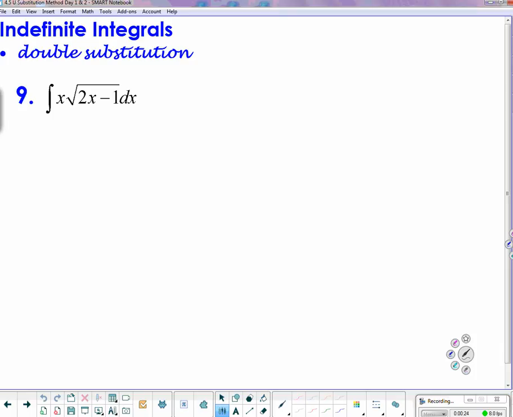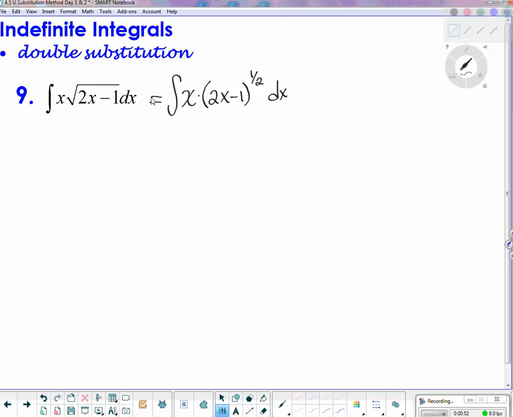All right, so looking at problem 9, I'm trying to decide what I want to allow my U to be. I think it is a candidate for U sub, or at least I can't think of anything else to use at the moment because it's not a polynomial, so power rule would not work. And I see this multiplication between two functions there. The only thing I can think of is that we would use this inside piece to be our U sub.